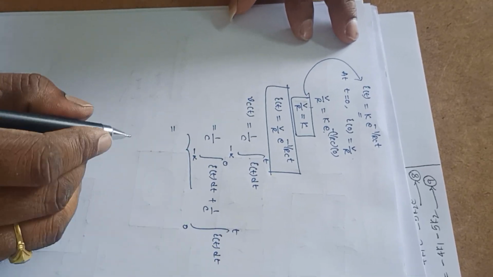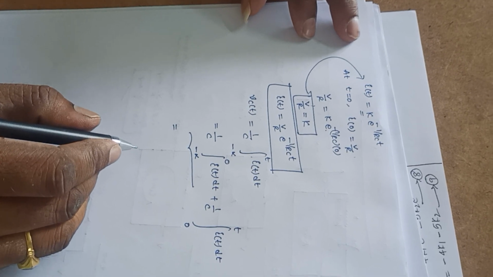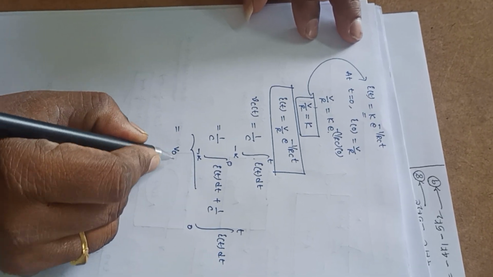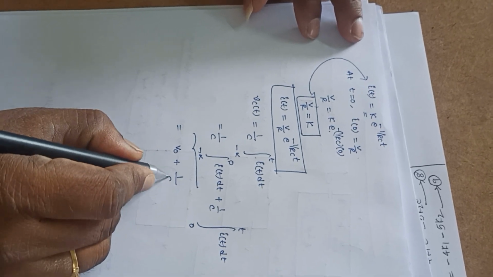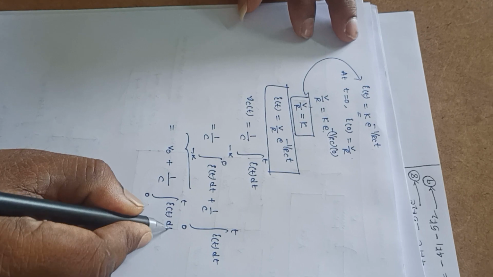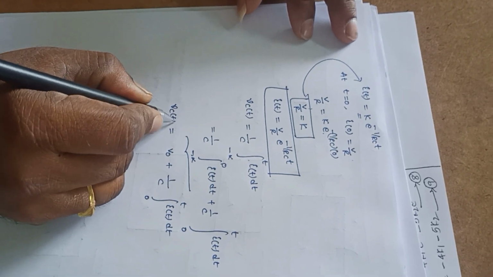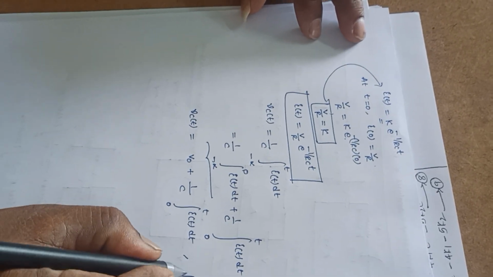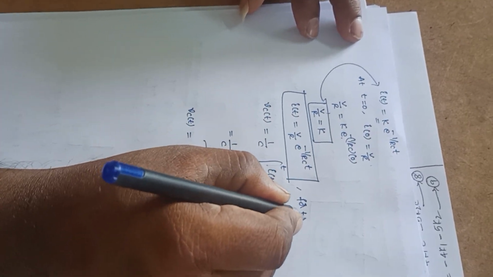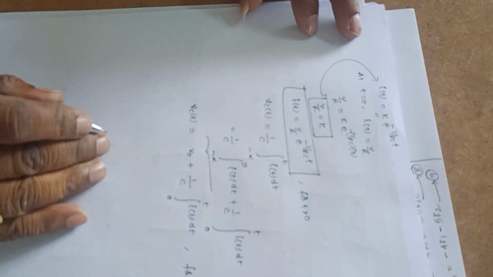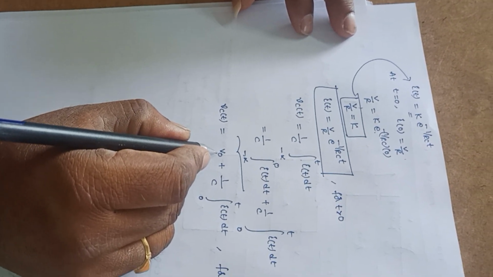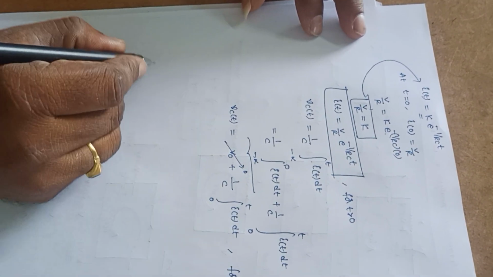And this value, that means the initial voltage from minus infinity to 0, initial voltage is V0, plus 1 by C into integral 0 to t I of t dt. It is the voltage equation for t greater than 0. Next, the V0 value, initially the capacitor is uncharged, this value should be 0 volts.